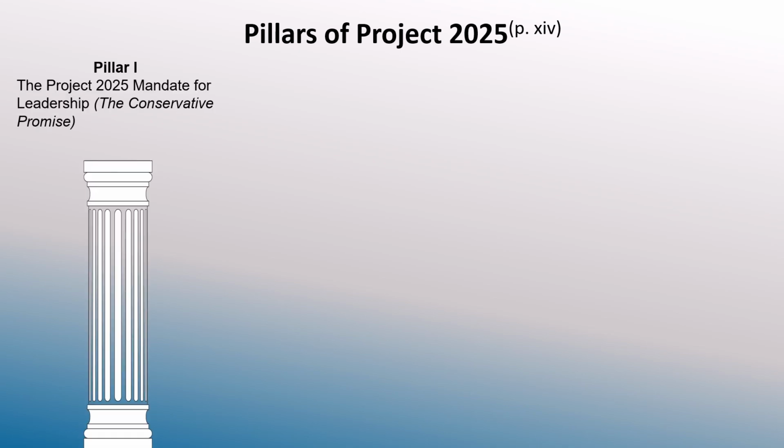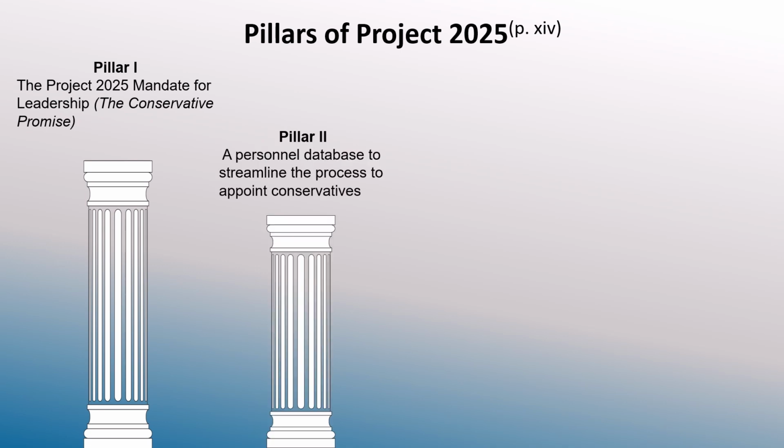Now I'm going to jump into Project 2025. Project 2025 is described as a conservative movement to take over the government. It consists of 4 pillars. The first pillar is the Project 2025 Mandate for Leadership, the Conservative Promise. That is the 920-page document that this YouTube series is about.